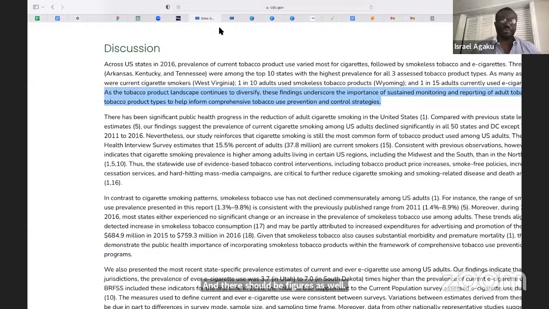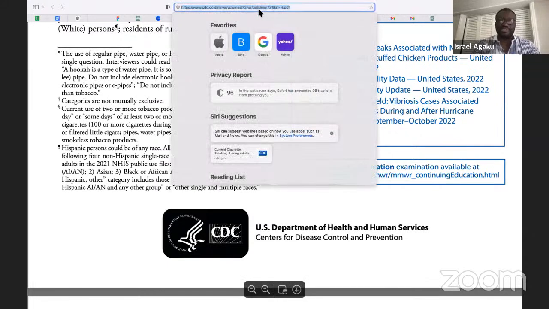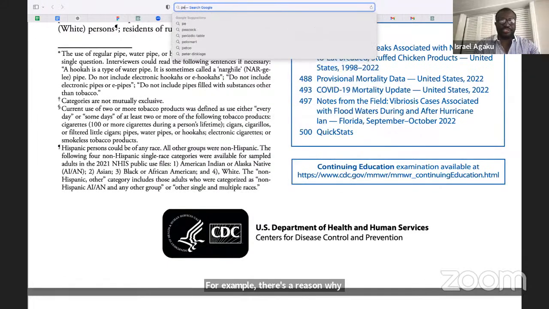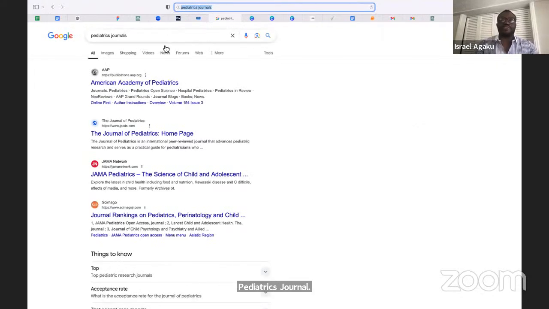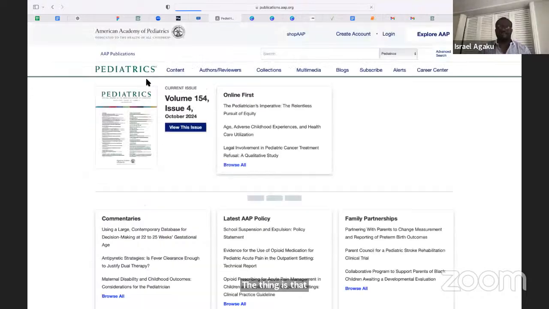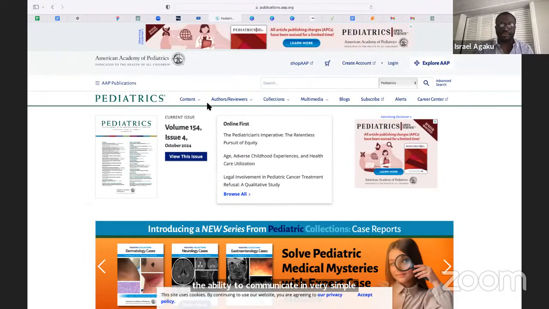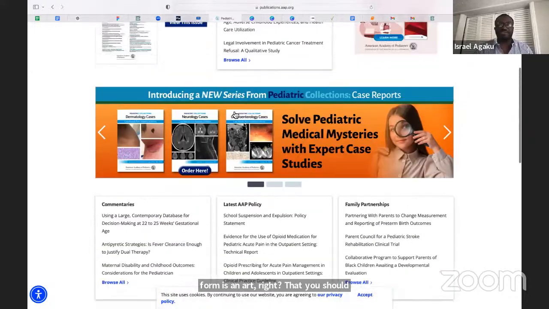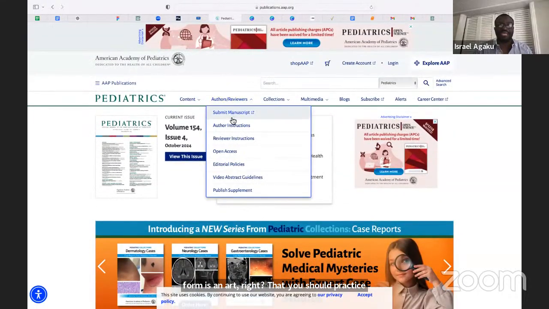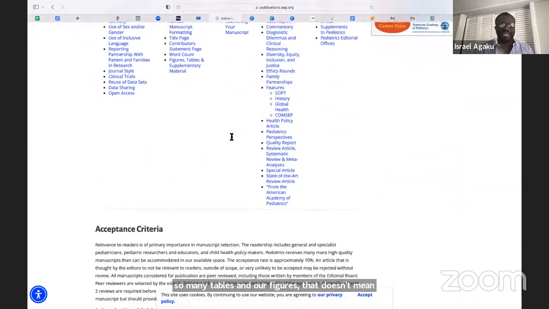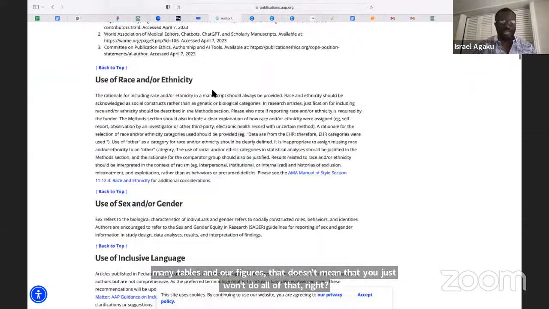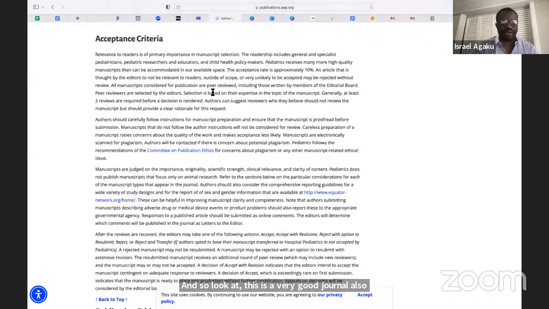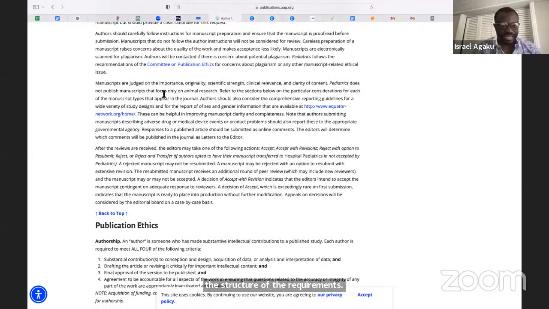For example, there's a reason why one of the top journals, Pediatrics, limits these. The ability to communicate in very simple form is an art, right? That you should practice. So even if you're allowed to provide so many tables and figures, that doesn't mean that you just want to do all of that, right? And so look at this very good journal also, that you want to look at the structure of their requirements. Let me see if I can quickly find that.